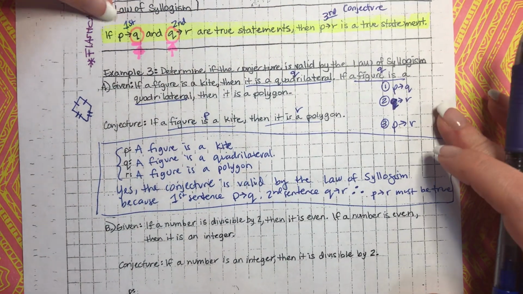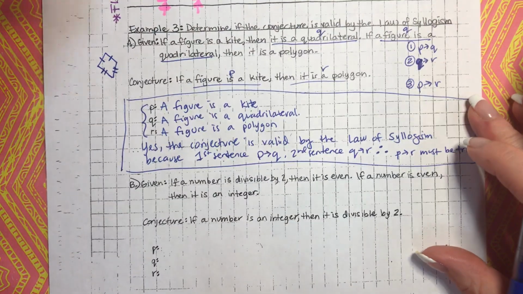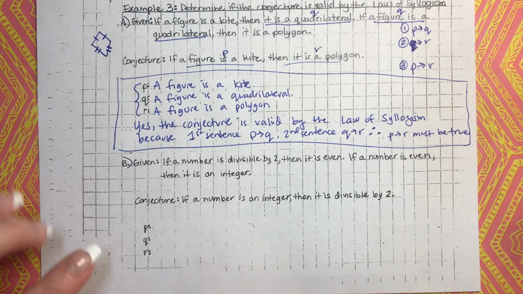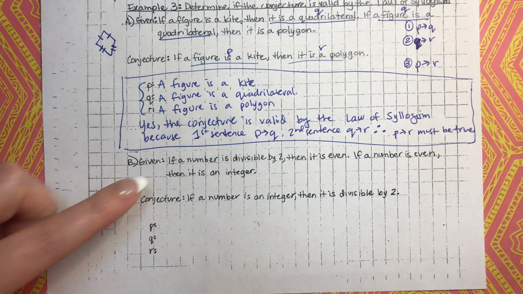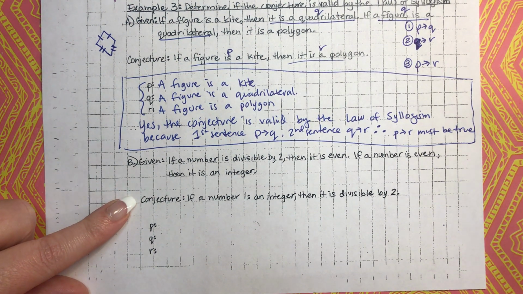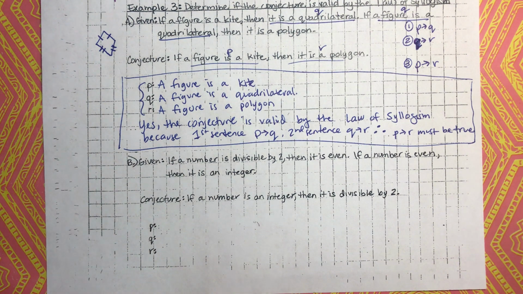This second problem states, if a number is divisible by 2, then it is even. If a number is even, then it is an integer. Conjecture, if a number is an integer, then it is divisible by 2. Okay, so let's break this down. First off, we need 3 conditional statements, right?